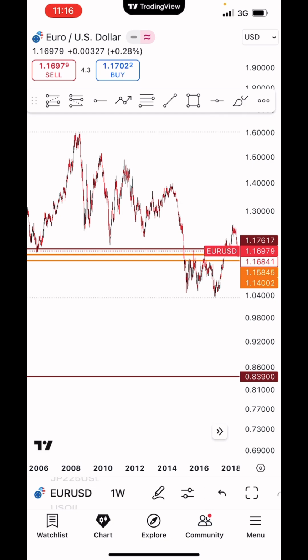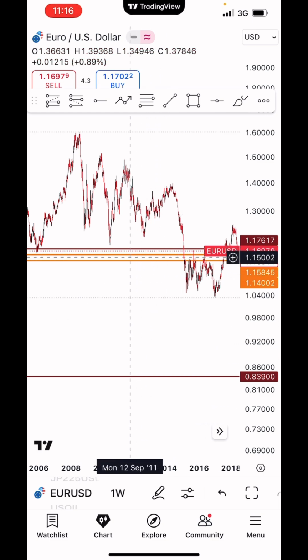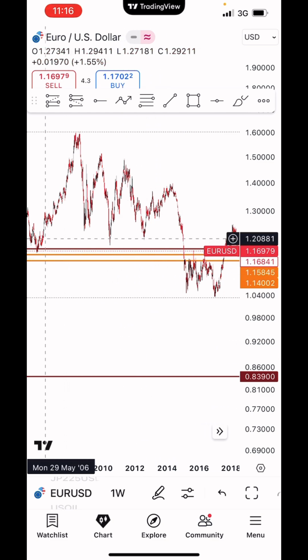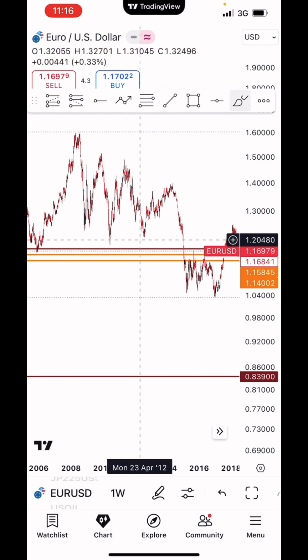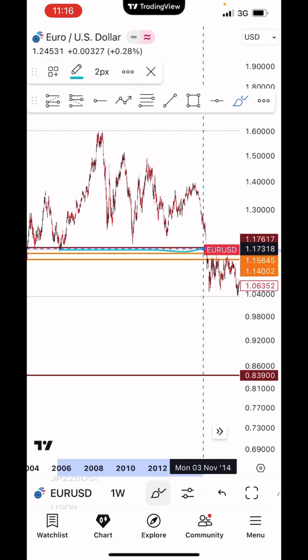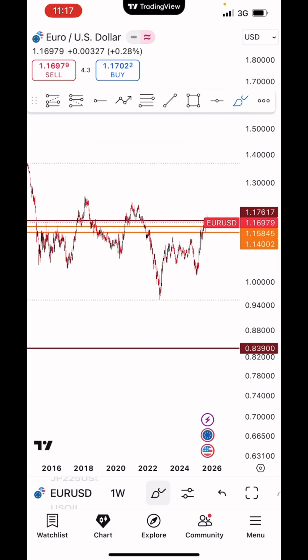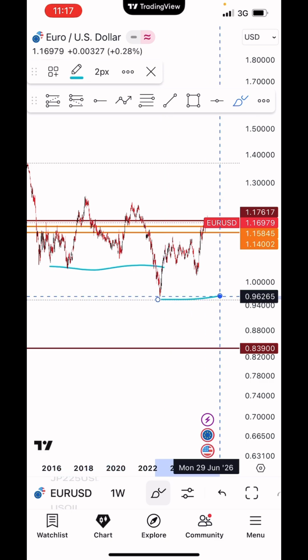Pardon the drawings here. Those are the analysis, so I want to explain it to you guys. What can we see here? From here, we can see a break of structure. From here, if you watch, this is a break of structure. This is another break of structure, and we're expecting another break of structure here. So, as you can see, that's why I said we're in a downward movement.